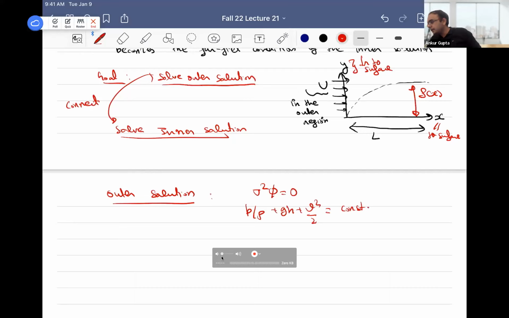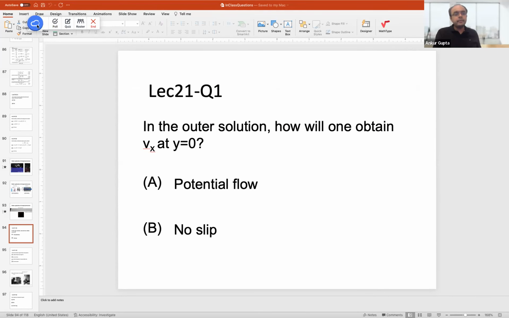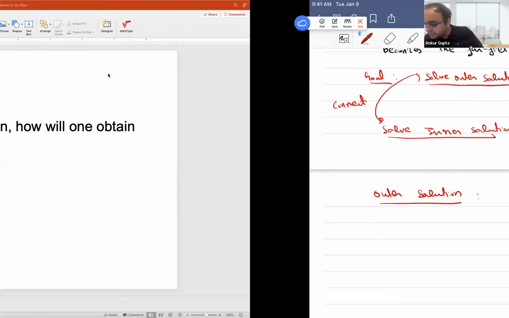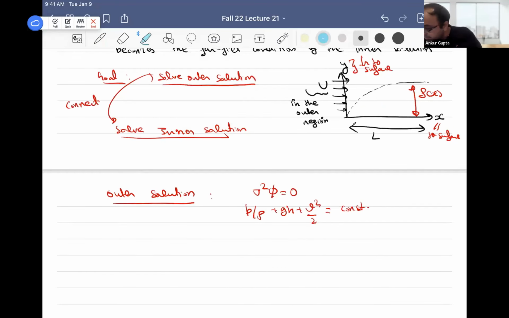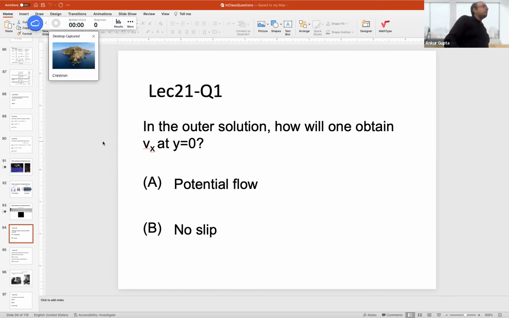Then let's take a quick question here, to motivate this. So we are trying to solve this problem. How will you solve the outer problem? Let me go back here. I'm in the outer solution, so I'm essentially somewhere here. How will I set the boundary condition? How will I obtain the velocity Vx at y equal to 0?